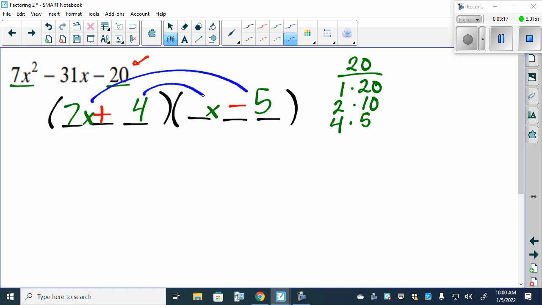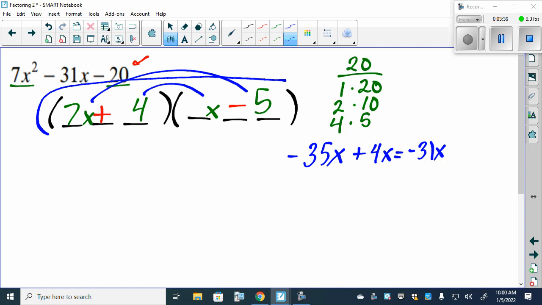Now, 7x times negative 5 is going to be negative 35x. 4 times x is going to be plus 4x. Negative 35x plus 4x is going to be negative 31x. Is that the middle term we wanted? So this here is the correct answer. Any questions on this here?